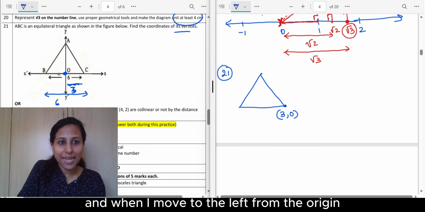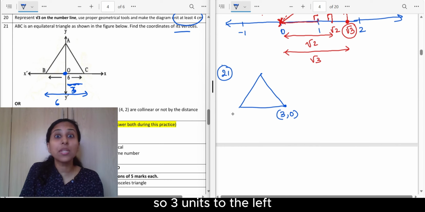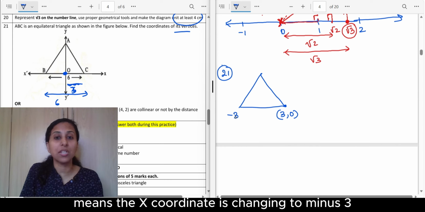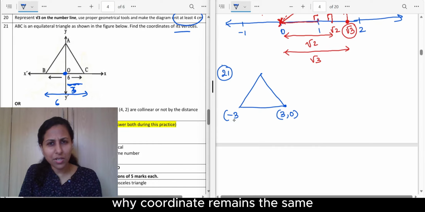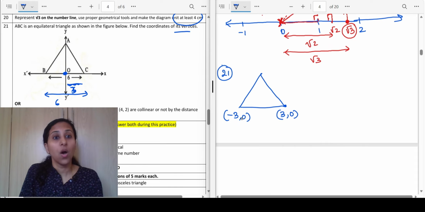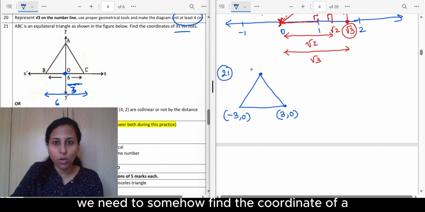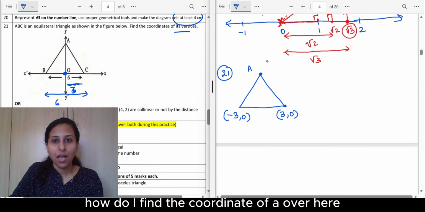And when I move to the left from the origin, I'm moving 3 units to the left. So 3 units to the left means the x coordinate is changing to minus 3. Y coordinate remains the same. Y coordinate is still 0 only. Okay? All right. Next, what we need to do, we need to somehow find the coordinate of A. How do I find the coordinate of A over here?